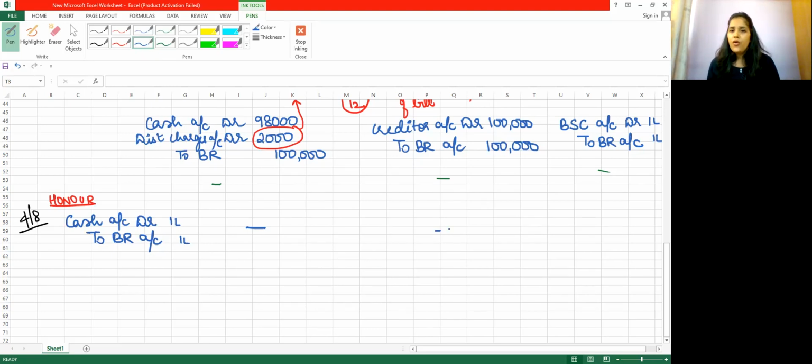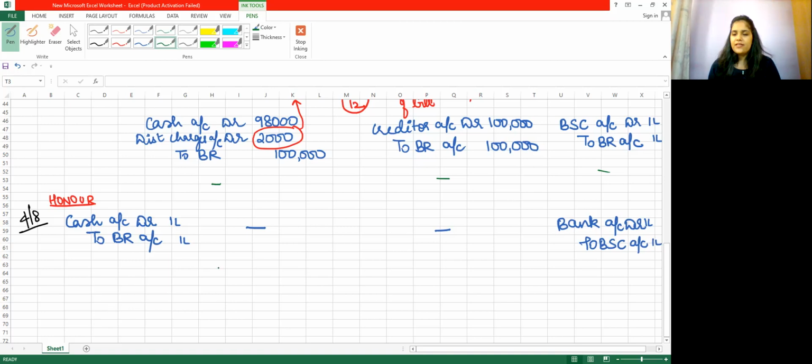So therefore, no entry. Lastly, bank on your behalf. This is not discounted, huh? Bank on your behalf went to Mr. Y to collect the money. Y paid the money. Therefore, bank came and put the money into your account. So bank will increase. Bank is an asset. Asset increase, debit. So bank account debit to BSC, Bill Sent for Collection account, 1 lakh. Okay. Now let's come to Mr.